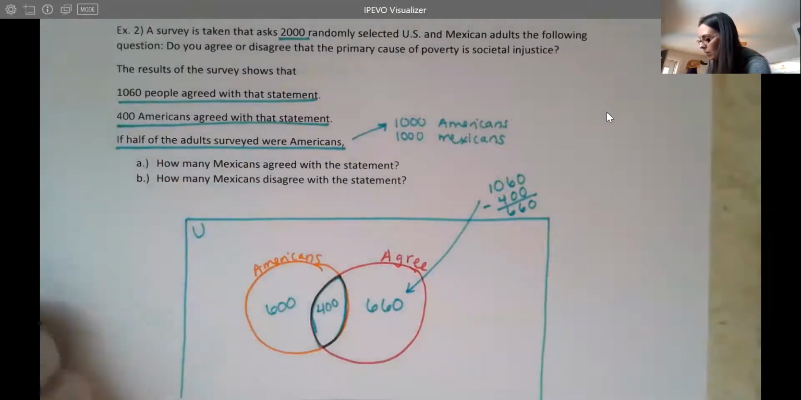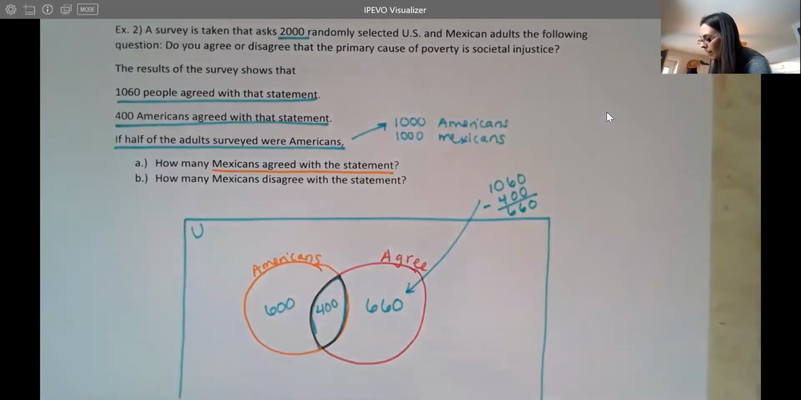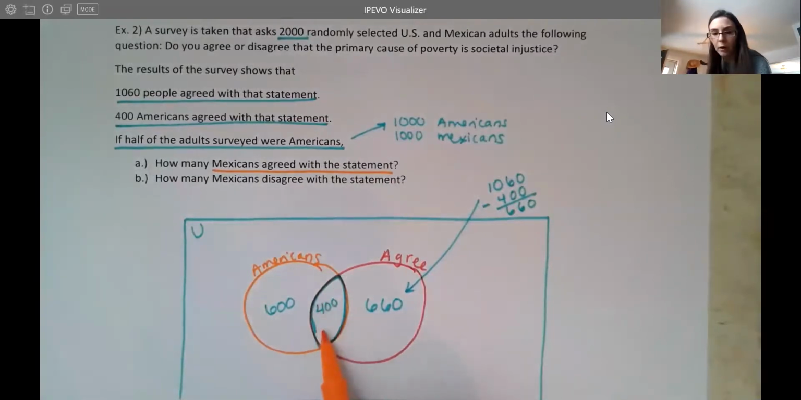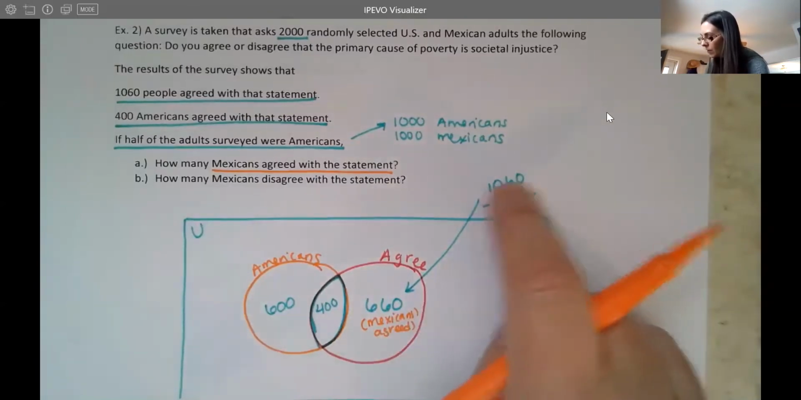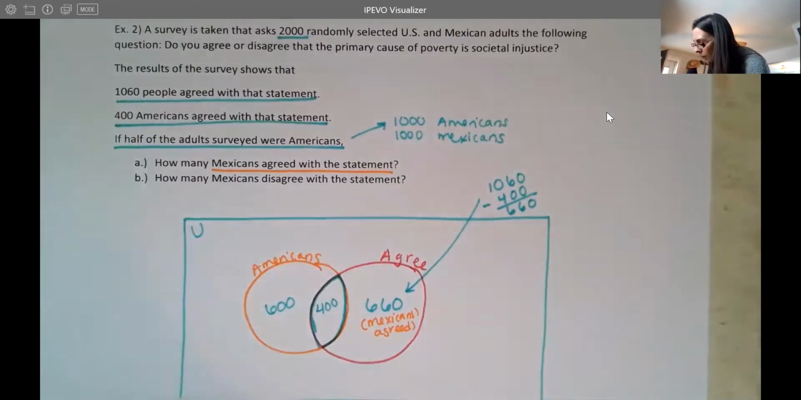Now let's answer the questions. So how many Mexicans agreed with this statement? Well, think about it, right? We know that 1,060 agreed altogether, and I know 400 of those were American. So this 660 must be the number of Mexicans who agreed. And again, you can see that here. But I think most of you could probably just figure that out using the information given as well. But we can do it with a Venn diagram. So for A, 660 Mexicans agreed with the statement.